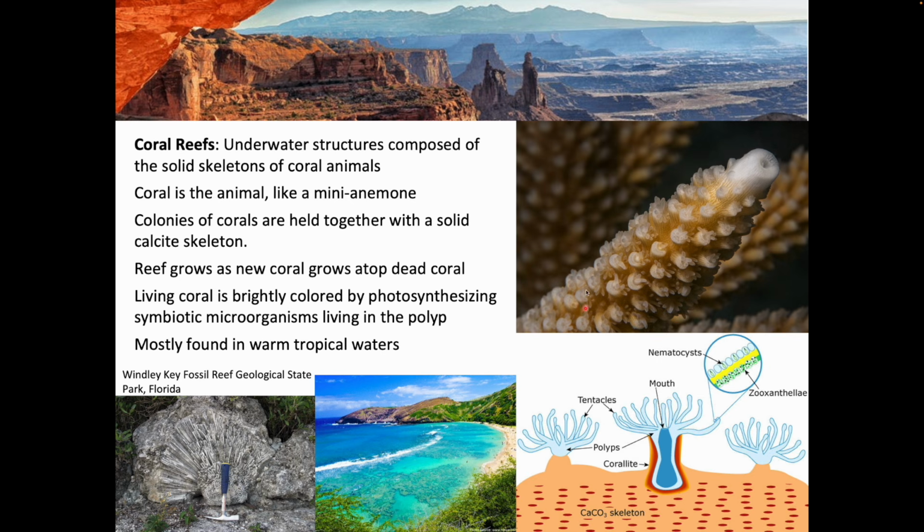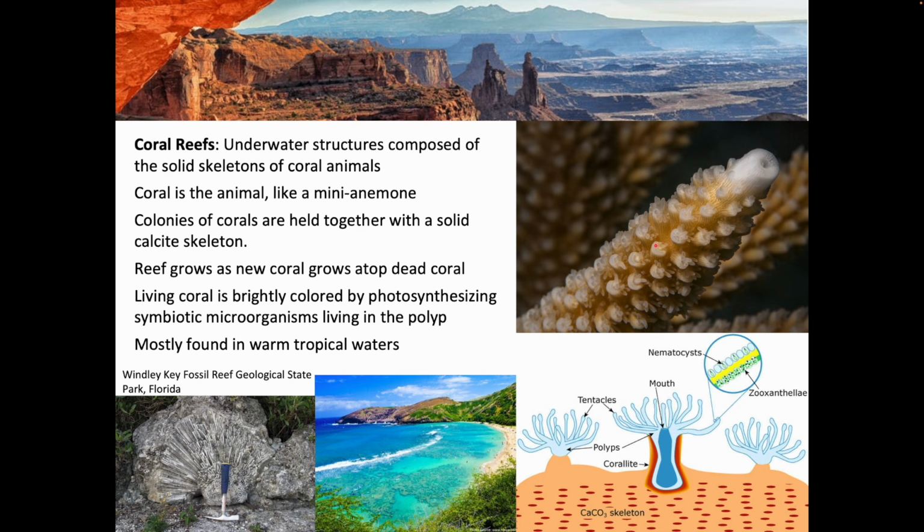Next up, we have coral reefs, which are large underwater structures composed of the solid skeletons of coral animals. So as we may think of a coral as a large, stony or branching thing, they're actually animals. They are colonial animals all living together, connected by a calcite skeleton. The coral is the animal itself, which is like a mini anemone. We can see them in close-up on the upper right.